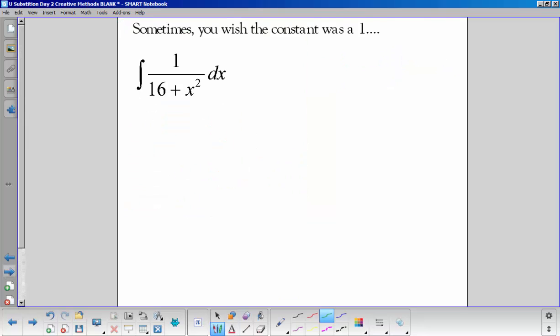Sometimes you wish the constant was a 1 instead of a 16. Boy, if that 16 was a 1, what would this be? Inverse tangent of x, right? Well, there's a technique we have to use to make that 16 into a 1. Sadly, we have to use some calculus whiteout.